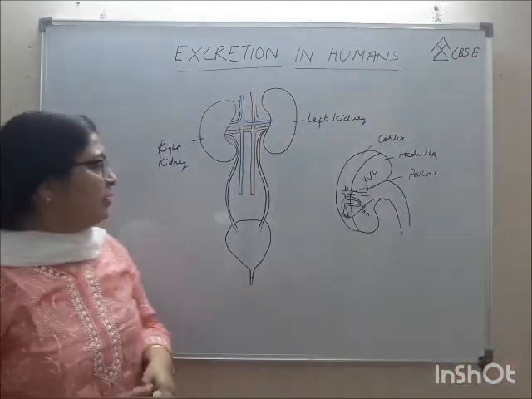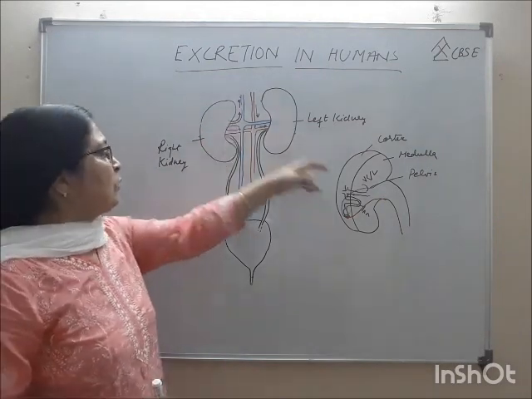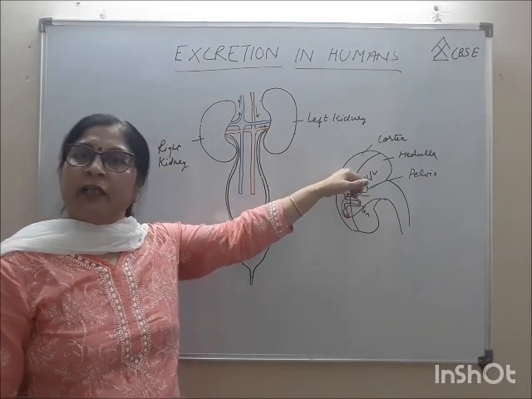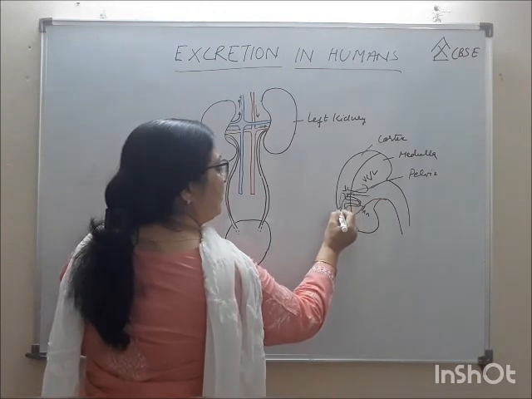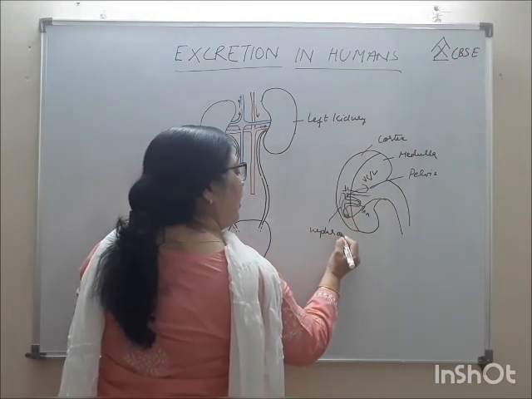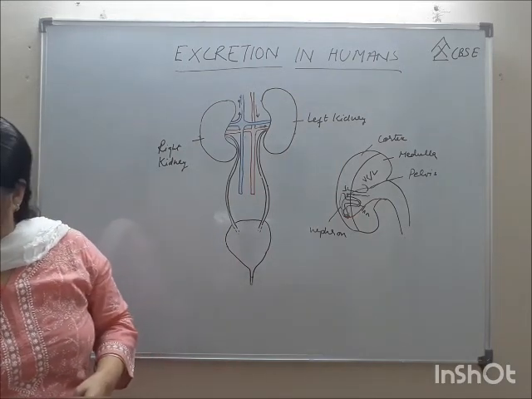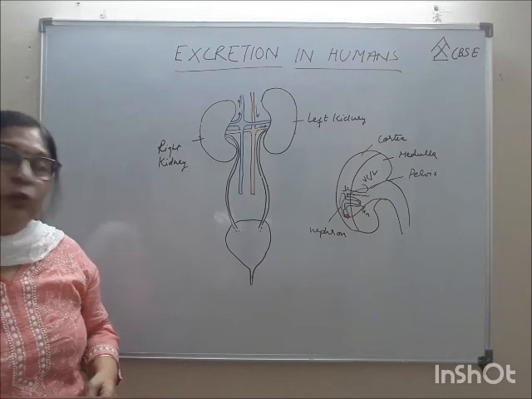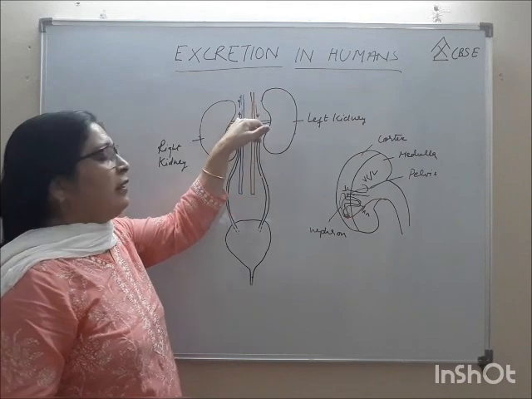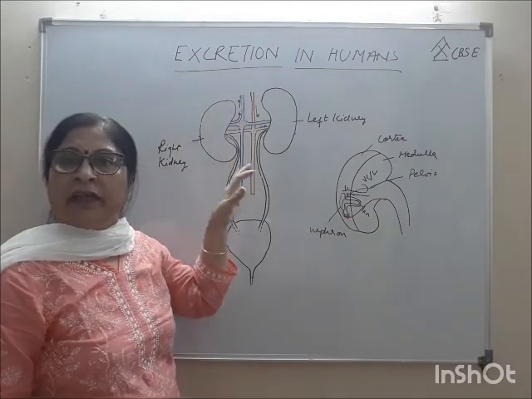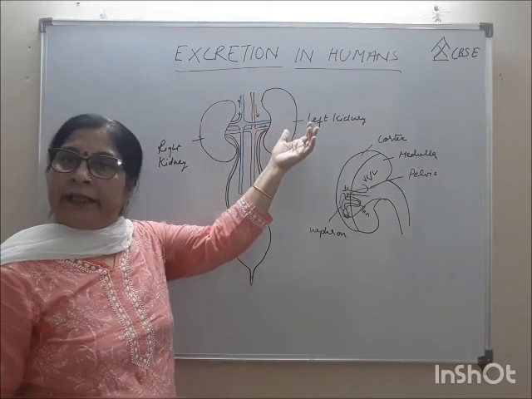Now, if you see the structure, the cortex part is the outer part and it is darker in color because of the presence of nephrons. This complete part is known as nephron. And this nephron is the functional and structural unit of kidney. Now, one is renal artery, another one is renal vein. Renal artery carries oxygenated blood to the kidneys.